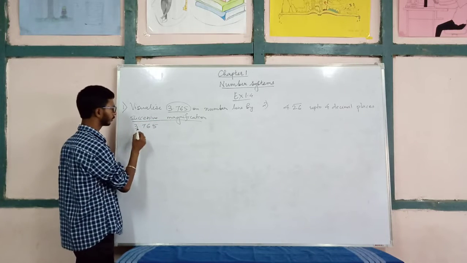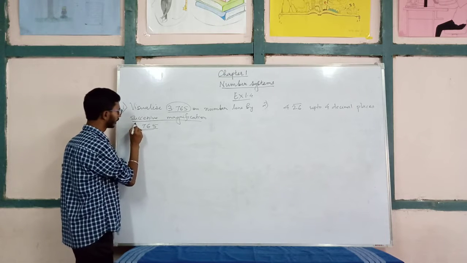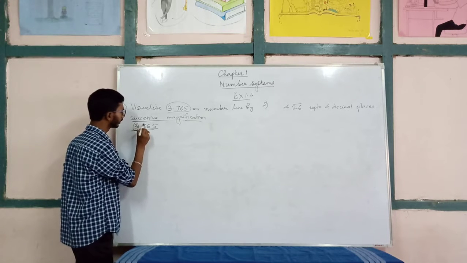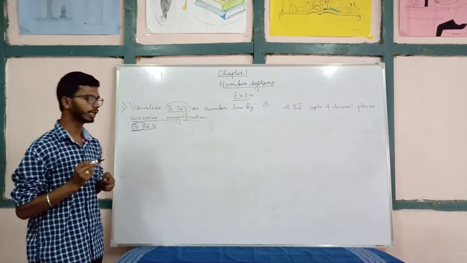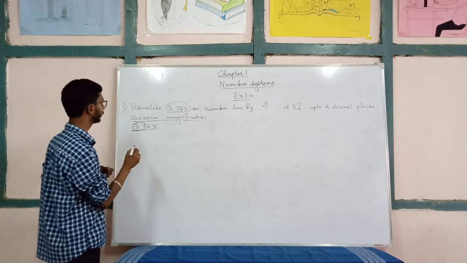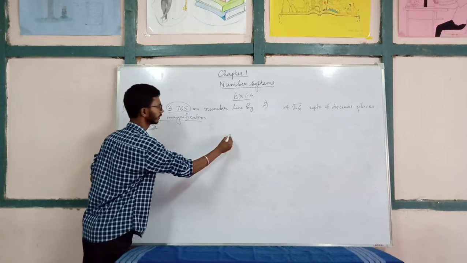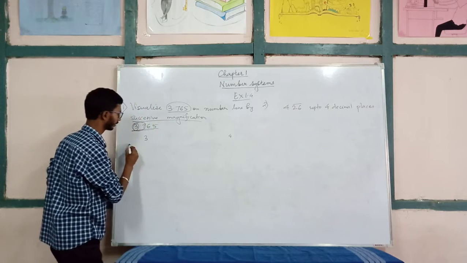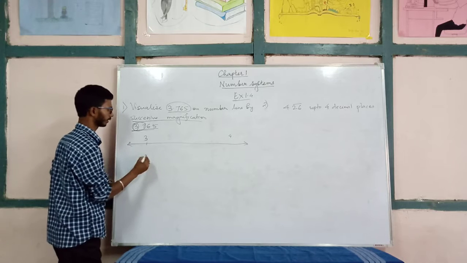So let us learn how to do 3.765. Now just tell me, 3.7 lies between which two numbers? It lies between 3 and 4. So let us write 3 and 4. Let us draw a number line. Okay, this is the number line.